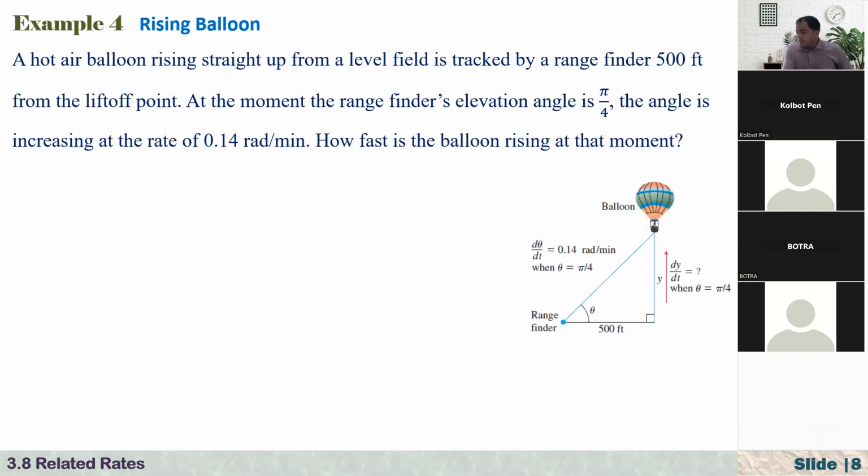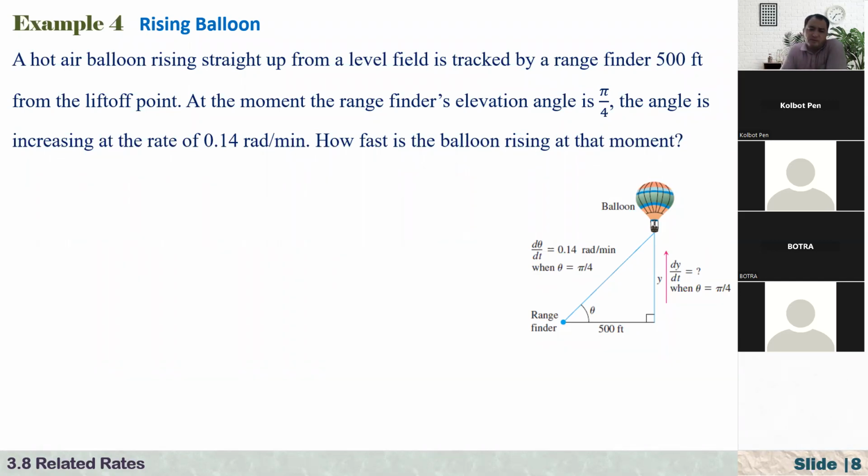One more question, then after that we'll have a break. A hot air balloon rising straight up from a level field is tracked by a rangefinder 500 feet from the lift-off point. At the moment, the rangefinder's elevation angle, that means angle of elevation, is pi over 4 radians. The angle is increasing at the rate of 0.14 radian per minute. How fast is the balloon rising at that moment?